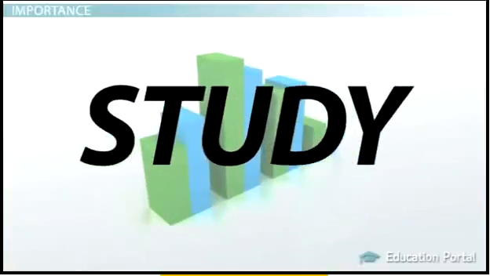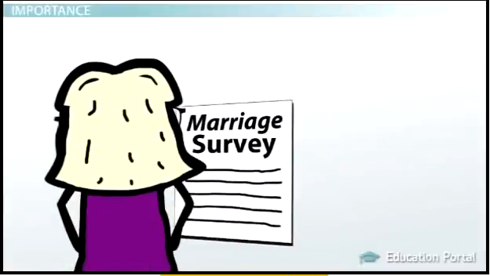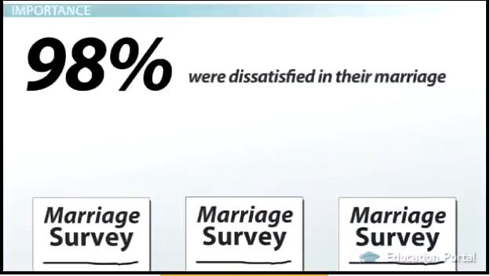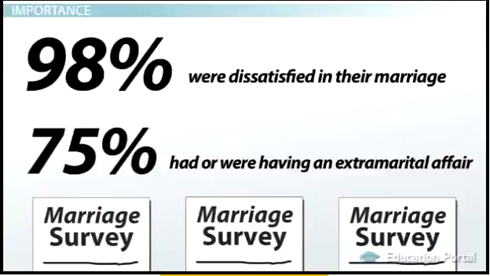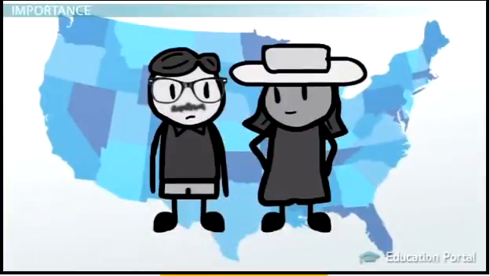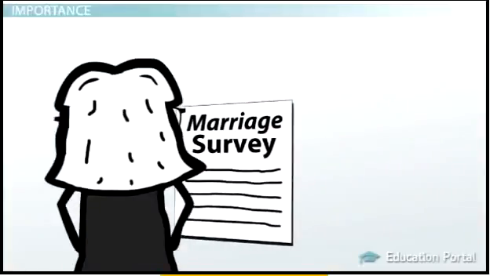To answer those questions, let's look at an example of an actual study that was done in the mid-1970s. A researcher mailed out surveys to a bunch of married women and asked them questions about their marriage. Only 4% of people responded, and of those who did, 98% said they were dissatisfied in their marriage, and 75% said they had or were having an extramarital affair. As you can imagine, this study sent shockwaves through America as husbands looked at their wives and calculated the probability of dissatisfaction or affairs. But the sample, the 4% who responded, didn't reflect the population of married women.